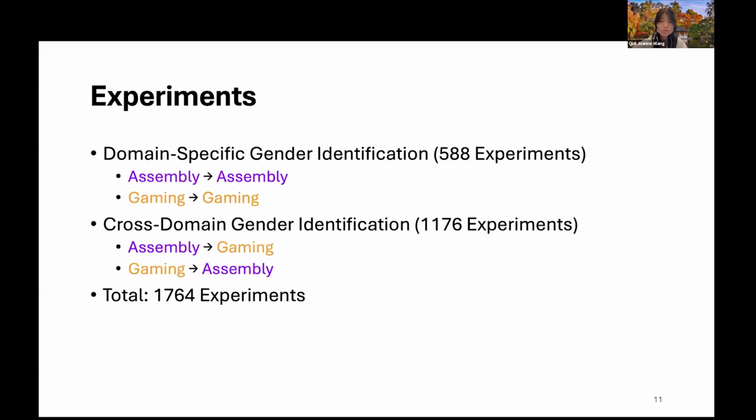So for a high-level overview of the specific experiments that we conducted, we examined both domain-specific and cross-domain gender identification for the purposes of having a baseline for comparison. We conducted 588 domain-specific experiments and 1,176 cross-domain experiments for a total of 1,764. This is also why we chose not to optimize hyperparameters for our research, as this would have led to a computational explosion in the number of experiments we would have had to conduct. So this is an area that we are actively working on for future work.